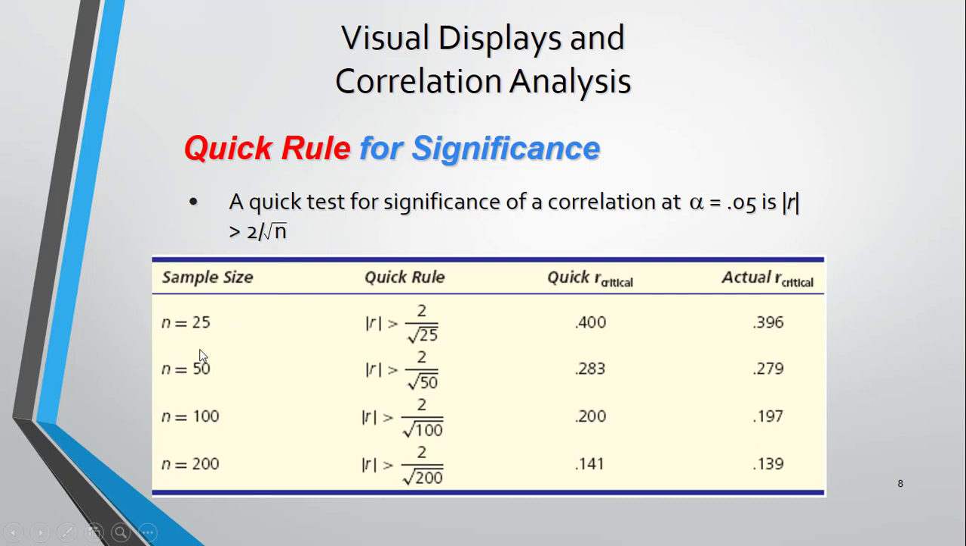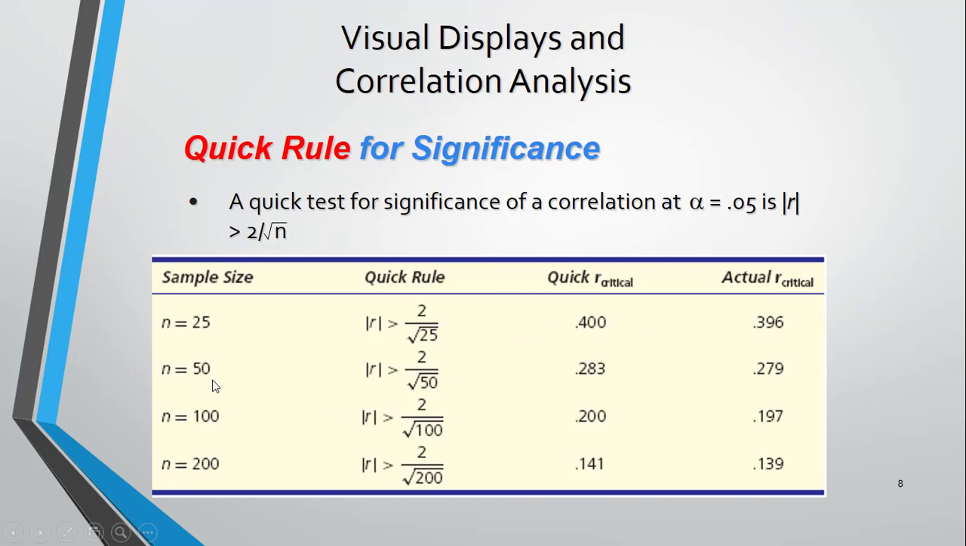Right? For example, if sample size n is 25, the quick rule will say if R is larger than 2 over the square root of n, or square root of 25, then it's significant, right? The square root of 25 is of course 5, and 2 over 5 is 0.4. That's the quick rule R's critical value. And the actual R critical value is 0.396. You can see the quick rule is quite close to 0.4.